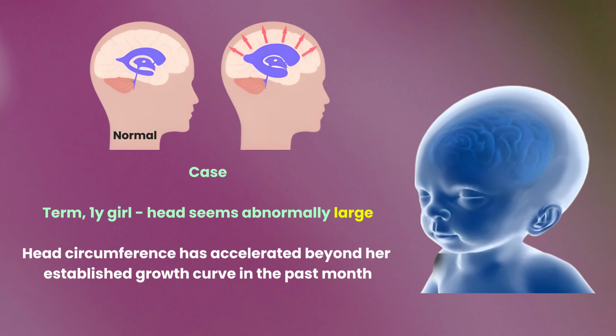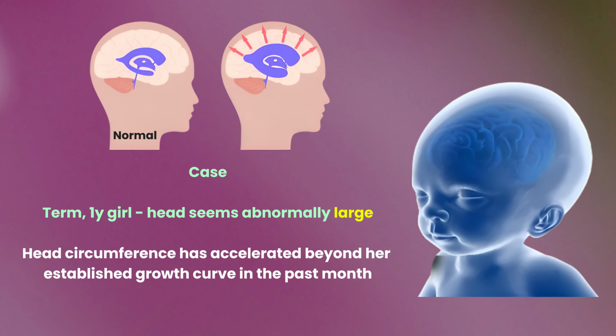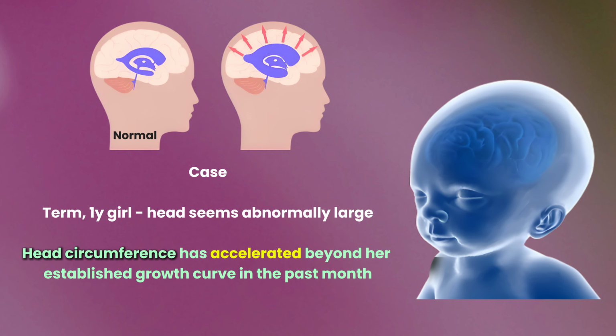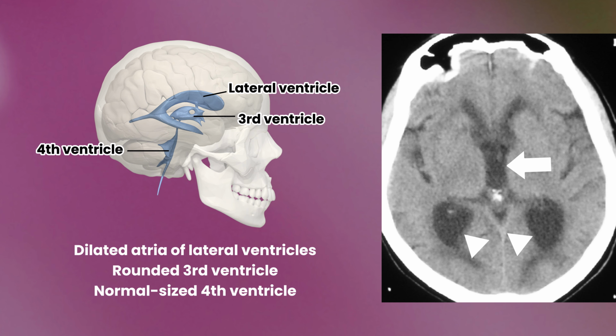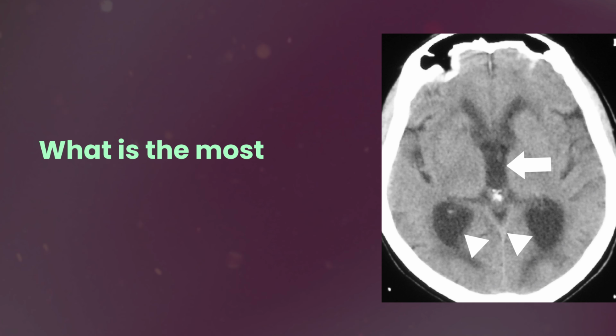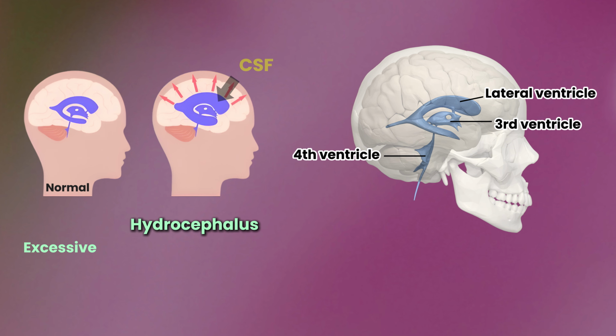The parents of a term 1-year-old girl are concerned because the child's head seems abnormally large. Their pediatrician notes that the child's head circumference has accelerated beyond her established growth curve in the past month. Axial CT of the head demonstrates dilated atria of the lateral ventricles, a rounded third ventricle, and a normal-sized fourth ventricle. What is the most likely diagnosis?